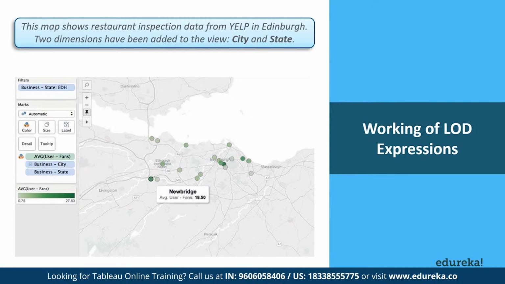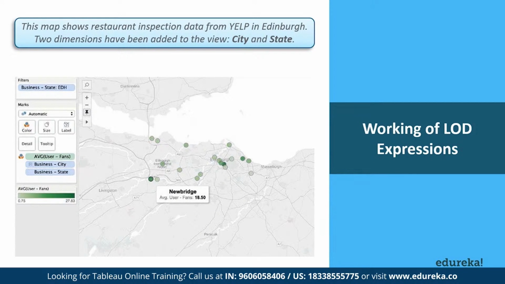Now this map shows the restaurant inspection data from Yelp in the greater Edinburgh area. So the data in the view is aggregated based on the LOD, which in this case consists of city and state, and is more aggregated than the underlying data source. So the selected point in the image showed the average user fans for all the restaurants in Newbridge, Edinburgh. Adding more granular dimensions to the view will result in a less aggregated LOD. For instance, we could add business ID to the visualization by dropping it on the detail shelf to see the average user fans for each individual business.